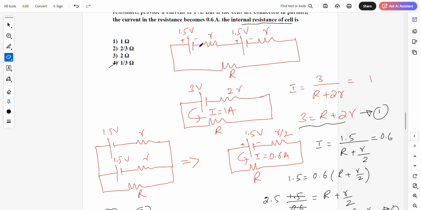In series, the resistances get added up. In parallel, it will be like this only. 1.5 only. R and R in parallel is R by 2. R and R in series is 2R. The same formula is given.